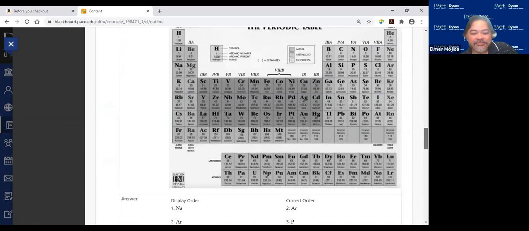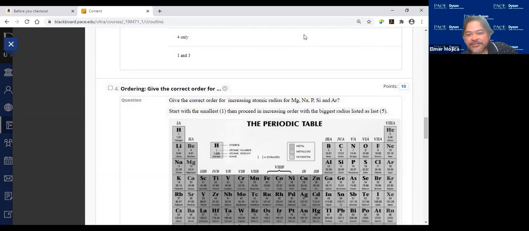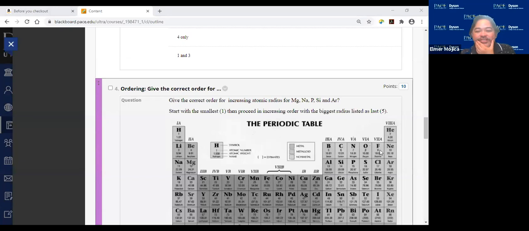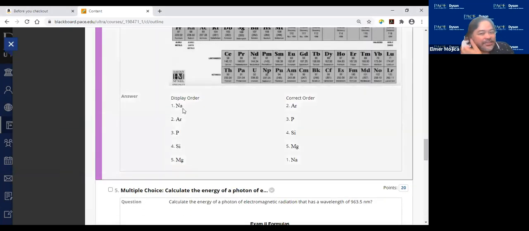So the smallest that I have here is what? I would say it's argon, and then P, and then Si, and then Mg, and then Na. So you're going to put numbers on it. Okay. So the way that you do this is the smallest, the Ar, and Na is the biggest. So the way you're going to put it, you might be given a different display order there.